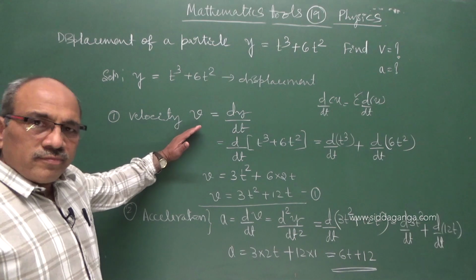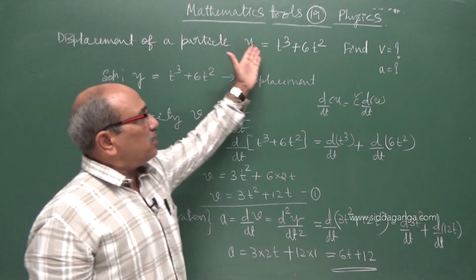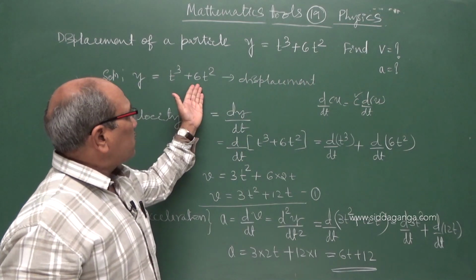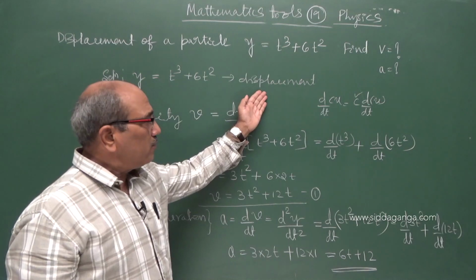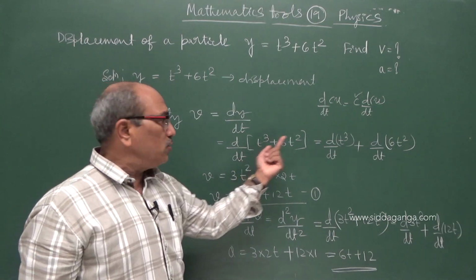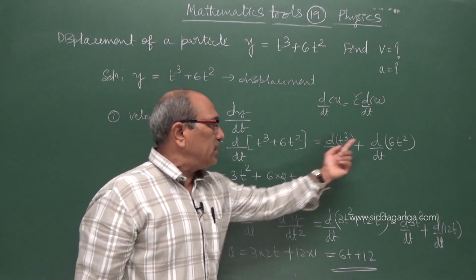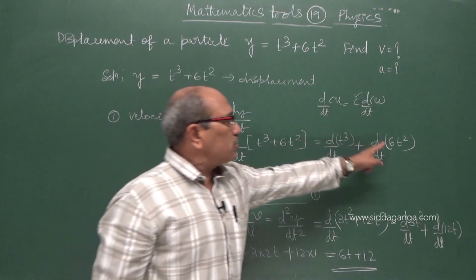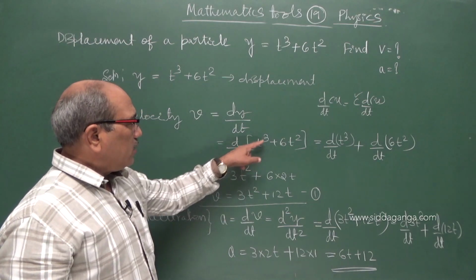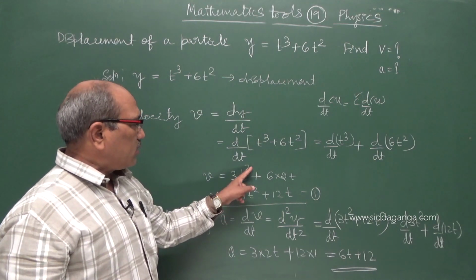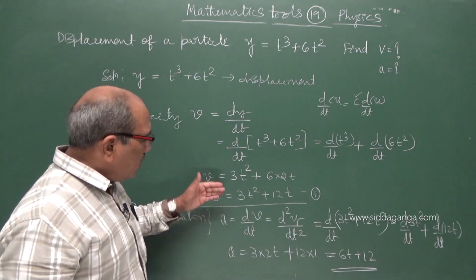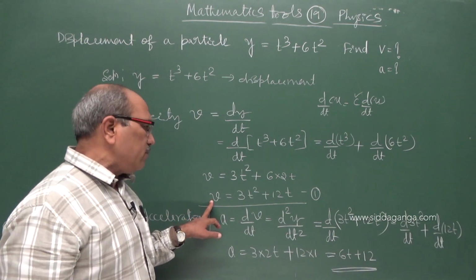Finally, we got the answer. The question gives the displacement, which is dependent on time: y equals t cube plus 6t square. Velocity v equals dy by dt. Using the u plus v formula, we use du by dt and dv by dt. The constant can be brought out and the variable operated on, with x power n giving n into x power n minus 1. We operated and got this answer. Now, once again, find the derivative of v with respect to time.